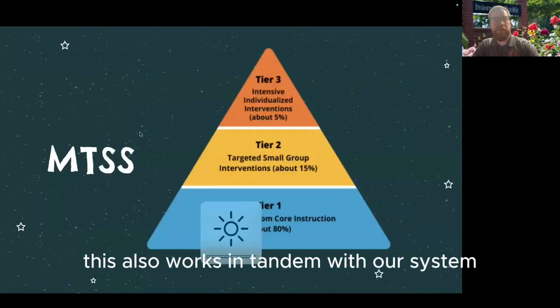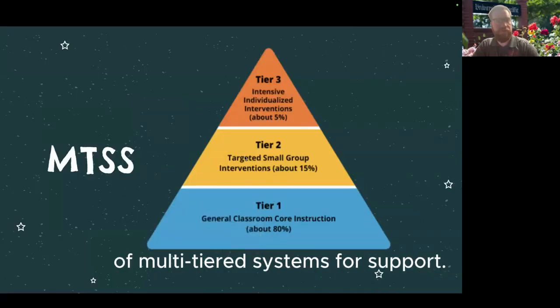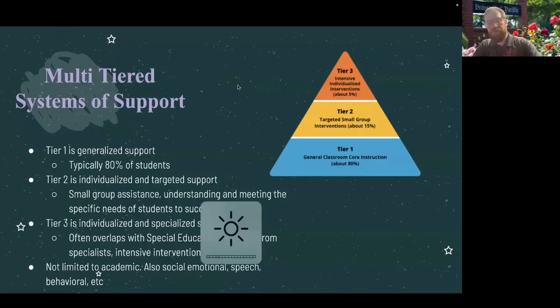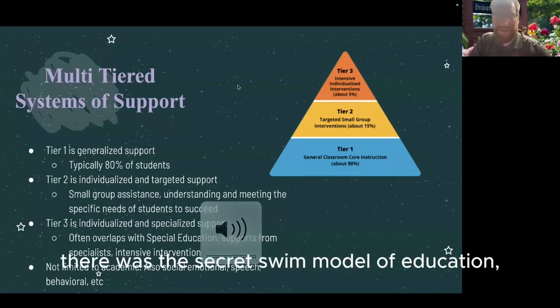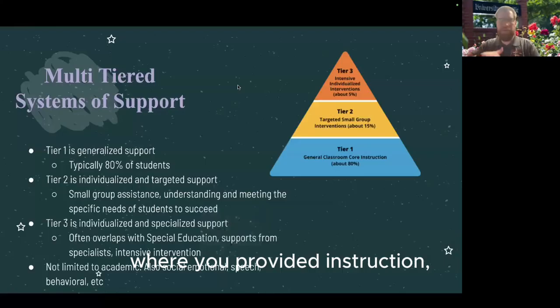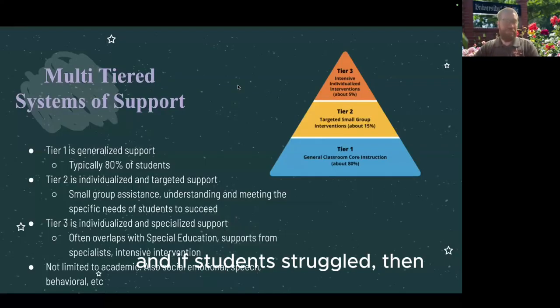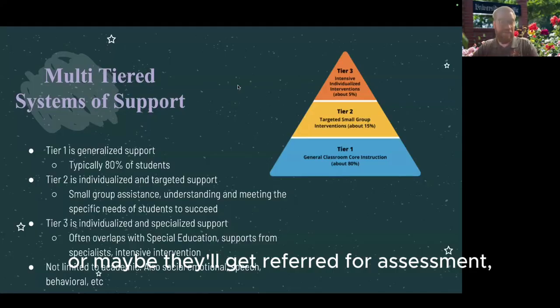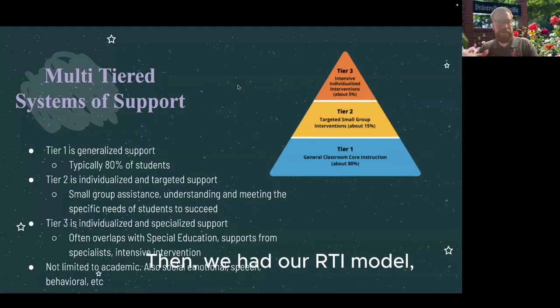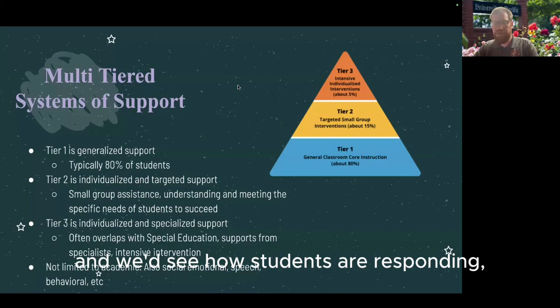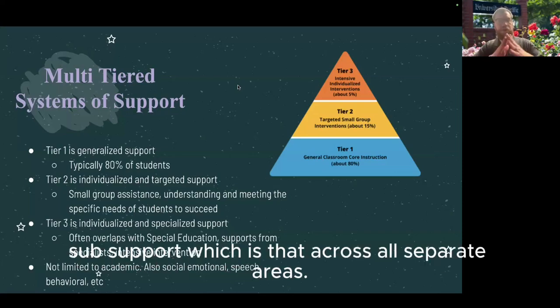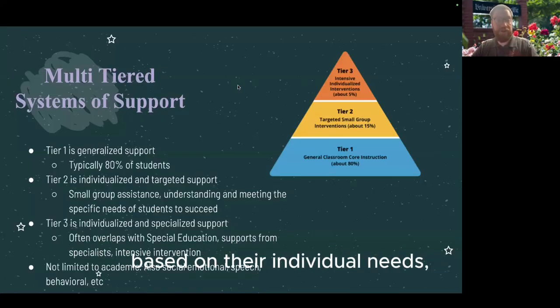This also works in tandem with our system of multi-tiered systems of support. Previously, long ago, there was the sink or swim model of education, where you provided instruction, and if students struggled, then maybe they'd get a specialist or maybe they'd get referred for assessment, perhaps special education. Then we had our RTI model, which was our response to intervention, and we'd see how students are responding. But currently, we're using a multi-tiered system of support, which is that across all separate areas, students are receiving tiered support based on their individual needs.